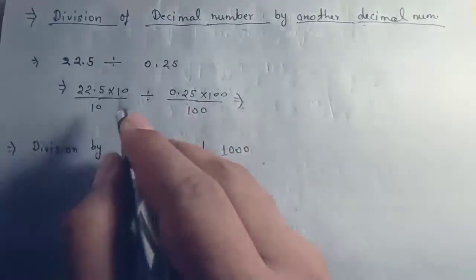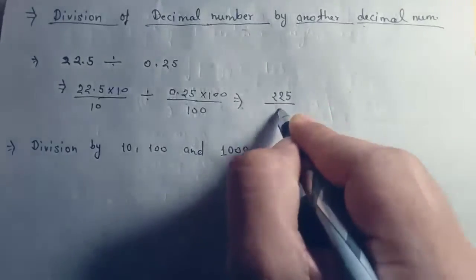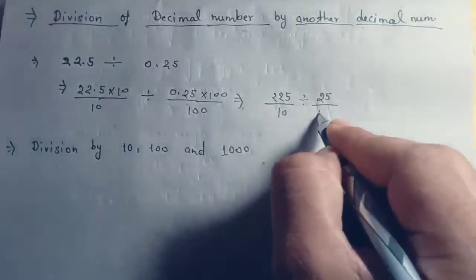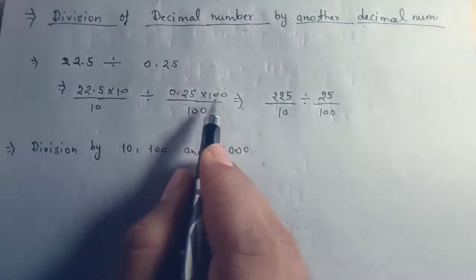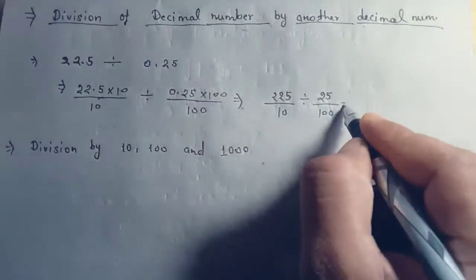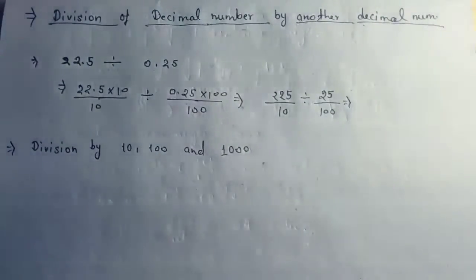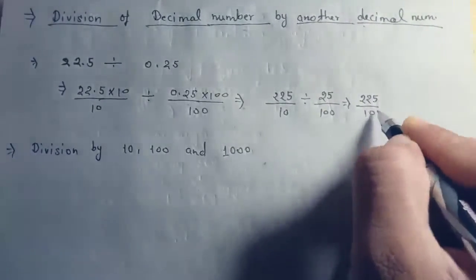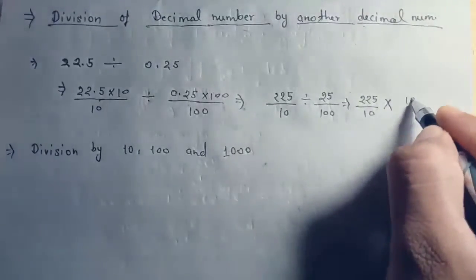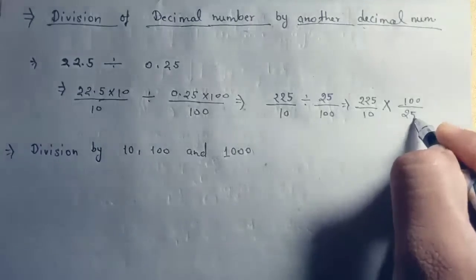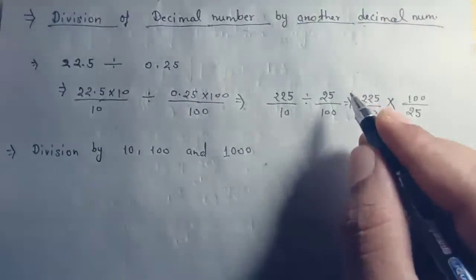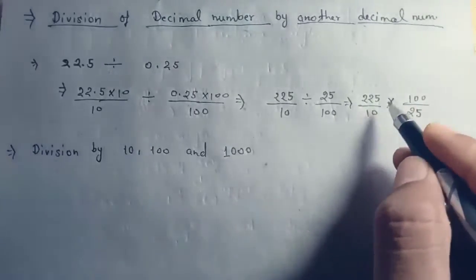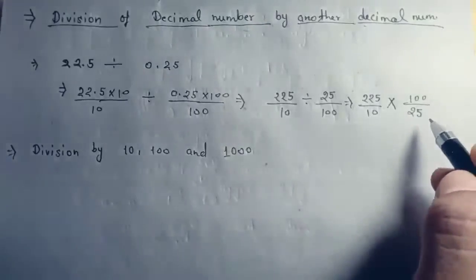Now this becomes 225 upon 10 divided by 25 upon 100. Multiplying this 0.25 by 100, you will get 25. Now this becomes a division of two fractions, so it becomes 225 upon 10 and 100 upon 25, which is the multiplicative inverse of 25 upon 100, and the sign of division changes into multiplication. We get 225 upon 10 into 100 upon 25.